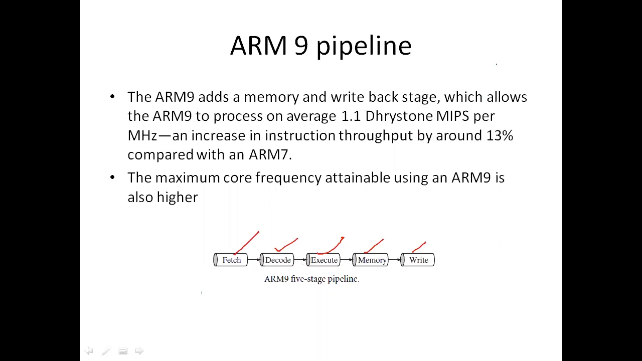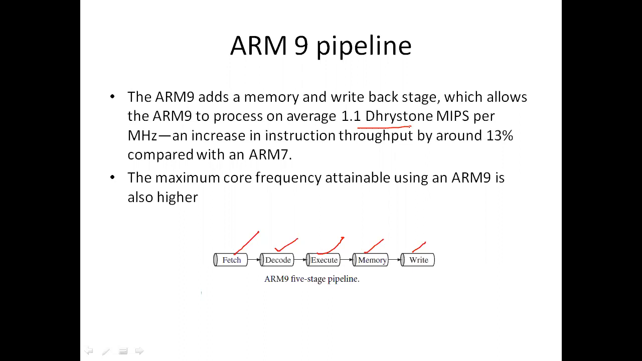This is tested using a special program called Dhrystone. Dhrystone is a test program that is used in order to identify the speed or performance of a processor. ARM9 will execute 1.1 Dhrystone MIPS per megahertz frequency. When you operate your ARM9 at a 1 megahertz frequency, it will execute almost 1.1 million instructions per second. That is 13% better than that of the ARM7 processor.